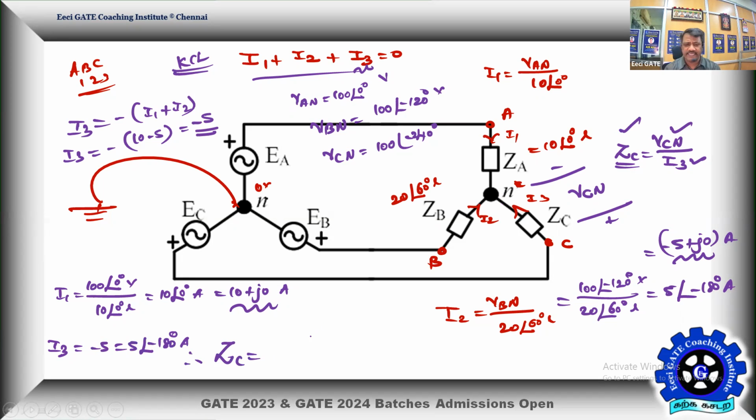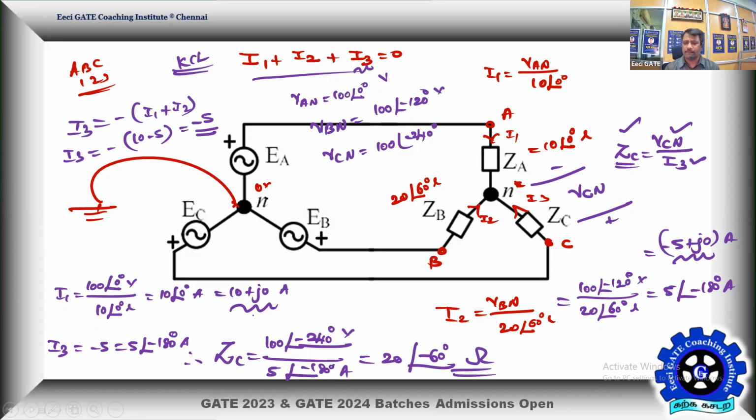Phase voltage VCN. VCN is well known, that is 100 at an angle minus 240 degree volts. It's like Ohm's law only, the whole divided by your current, which is 5 at an angle minus 180 degree amps. So as a result, 100 by 5 is going to be 20, and the angle is minus 240 plus 180, which becomes minus 60 degrees, volts per amp. It is going to be ohms.